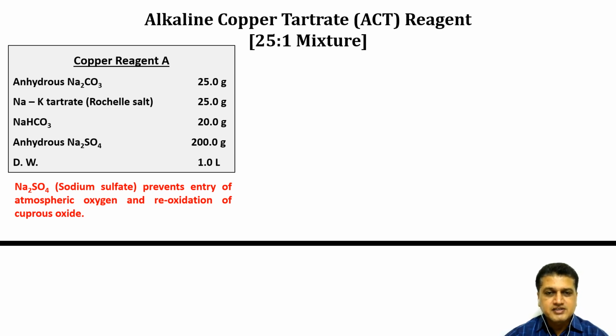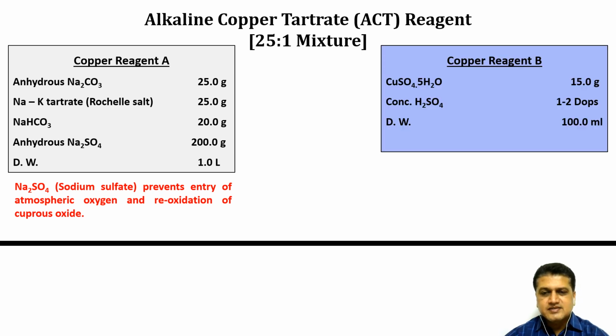Filter if necessary. As stated earlier, sodium sulfate prevents entry of atmospheric oxygen and thus prevents reoxidation of cuprous oxide. Second, we have to prepare copper reagent B. For that, take 15 grams of copper sulfate pentahydrate, add few drops of concentrated sulfuric acid and make the final volume 100 ml with distilled water.